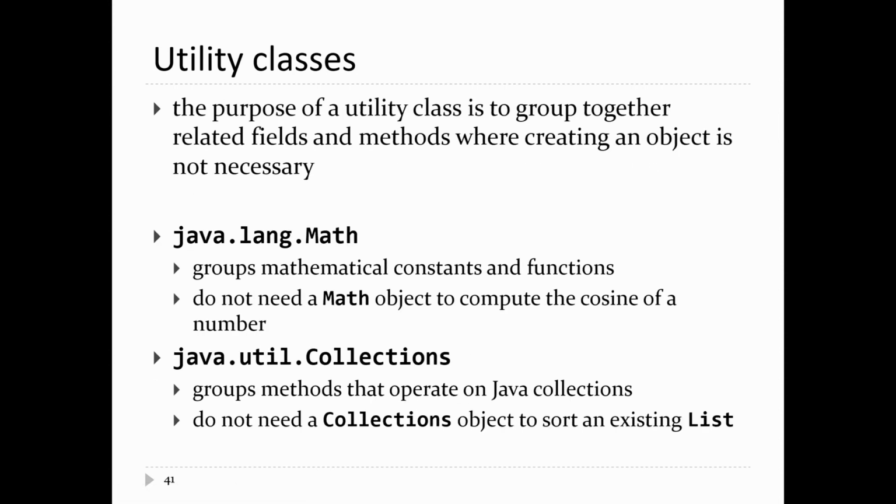Right? So why do we make utility classes if they're so uncommon? The reason you make them is because they're useful sometimes when you want to group together a bunch of fields and methods that are related to one another, where you never have to make an object. So for example, java.lang.Math all it does is group together some mathematical constants and some functions, and that's it. You don't need a Math object to compute the cosine or the sine of something.